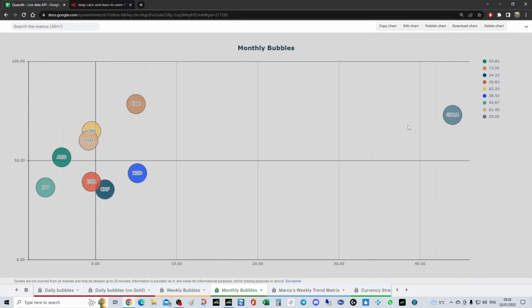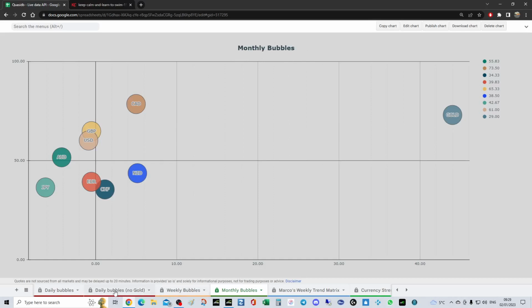They've gone quite long on gold, which is really interesting. So we should see gold fall if they're going to get punished or paid. Normally they get punished, so that is interesting. If you've got a very long-term view of looking at the markets, if you're swing trading, the monthly bubbles are going to be your go-to bubbles.